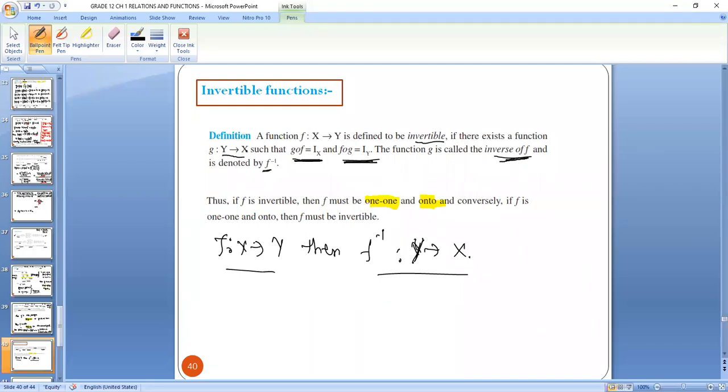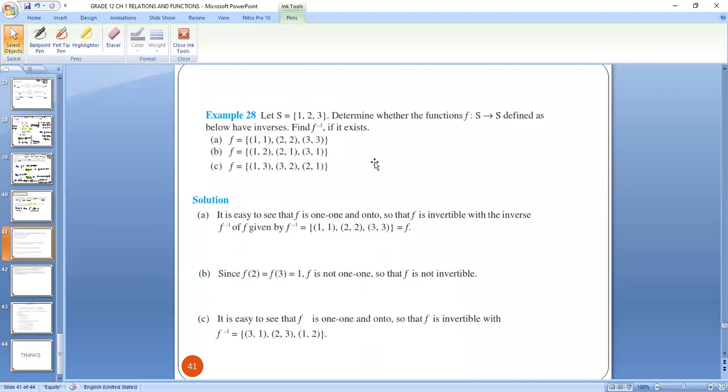So we will try to understand it with the help of a few examples, right? Now we are given a set S. Let S = {1, 2, 3}. Determine whether the function f, a mapping from set S to S defined as below, has an inverse. If the inverse exists, find f inverse.